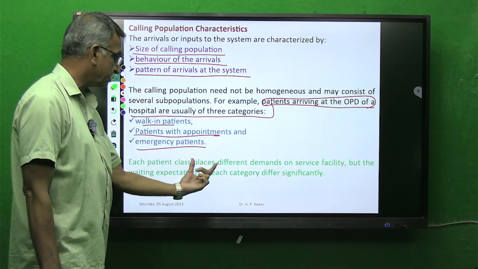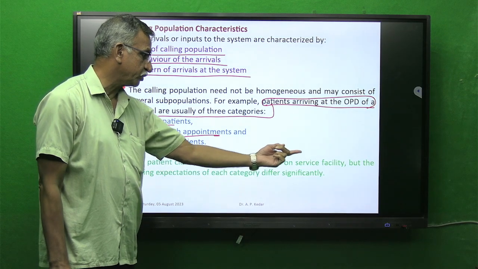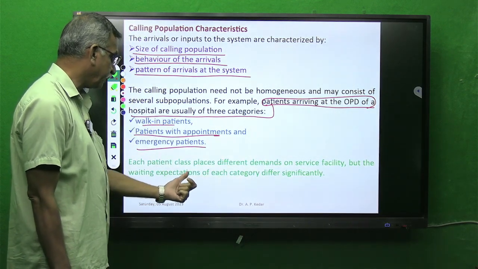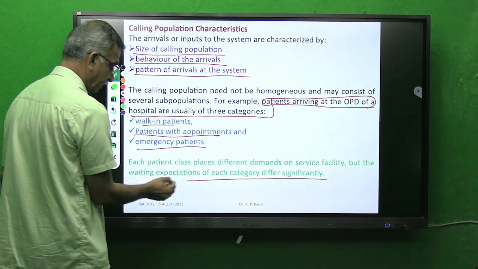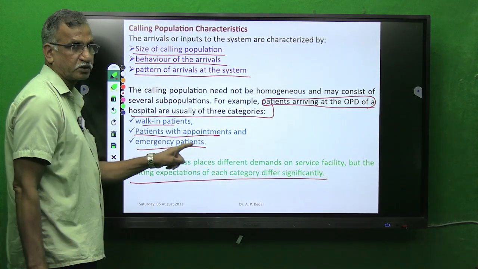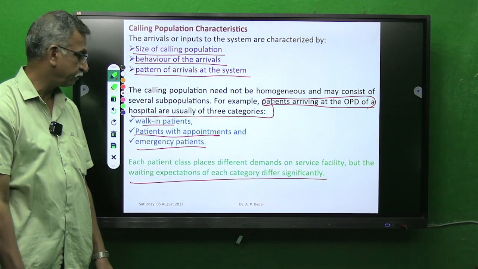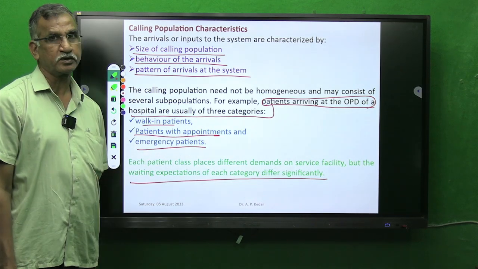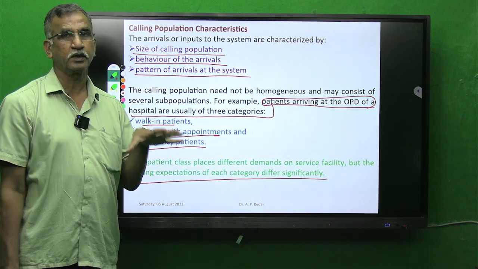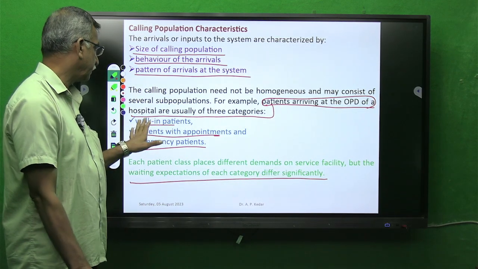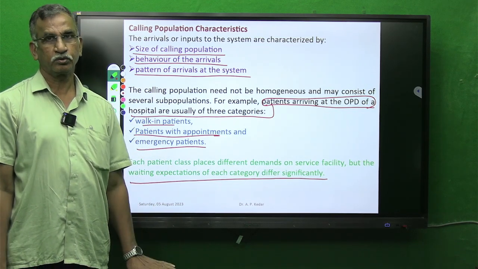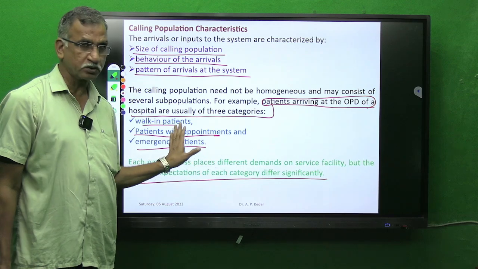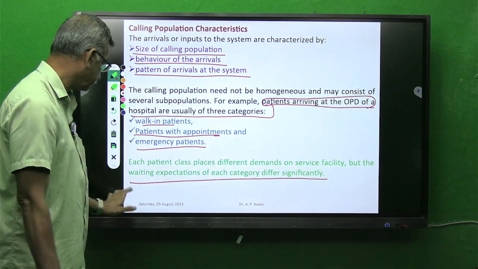Each patient class places different demands on the service facility, and the waiting expectation of each category differs significantly. An emergency patient cannot wait for a long time. Patients with appointments, yes, they say that they took a prior appointment. And a walk-in patient, yes, you came at the 11th hour, you have to wait there. So depending on this, the system works.